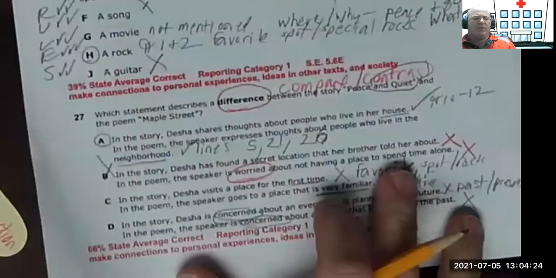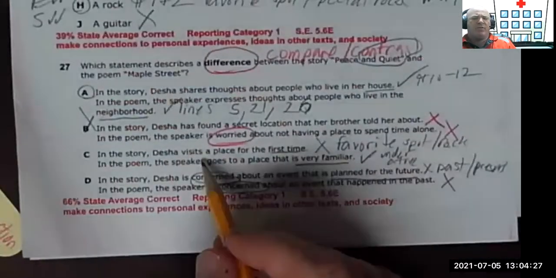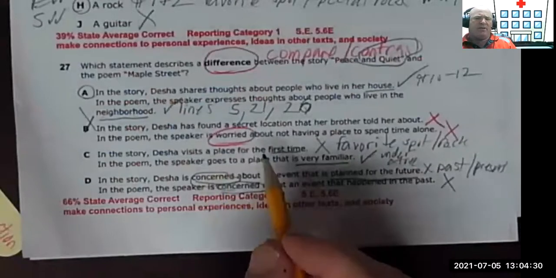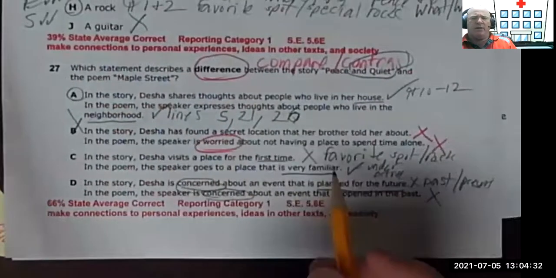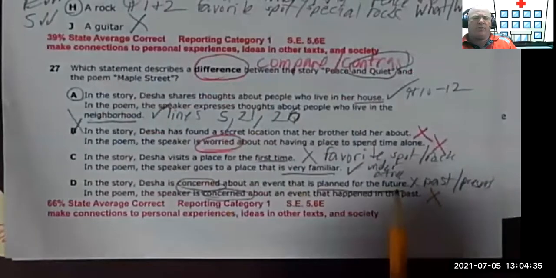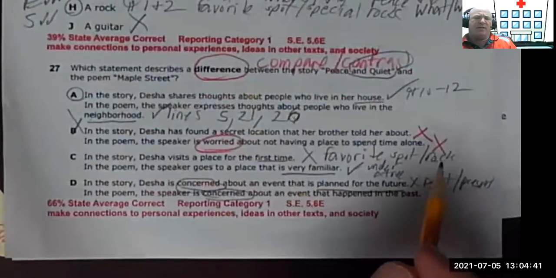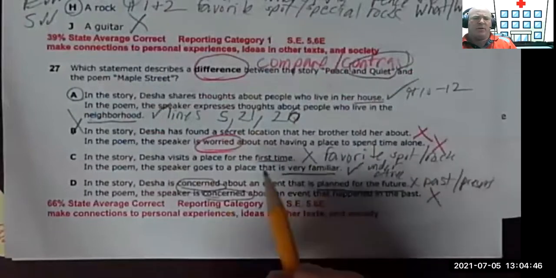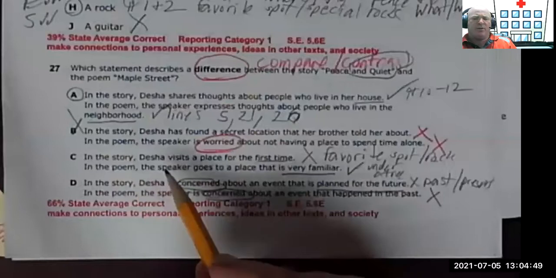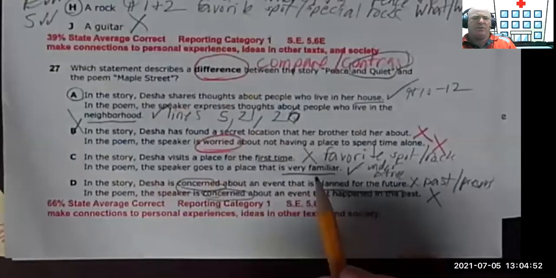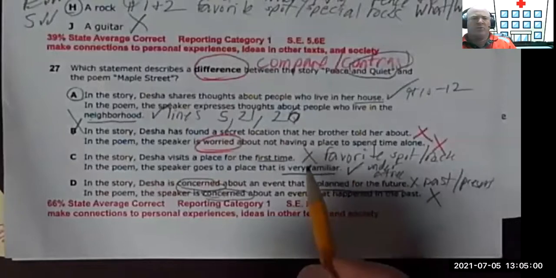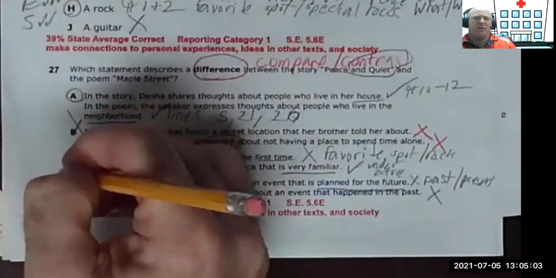In the story, Daisha visits a place for a first time. I don't think you're going to be saying that it's your favorite spot, that it's your rock, your special rock, if that's the first time you've ever gotten there. So that part's untrue. In the poem, the speaker goes to a place that's very familiar under the tree. That part is true. But because one of the two statements is not true, those are not true differences about them.